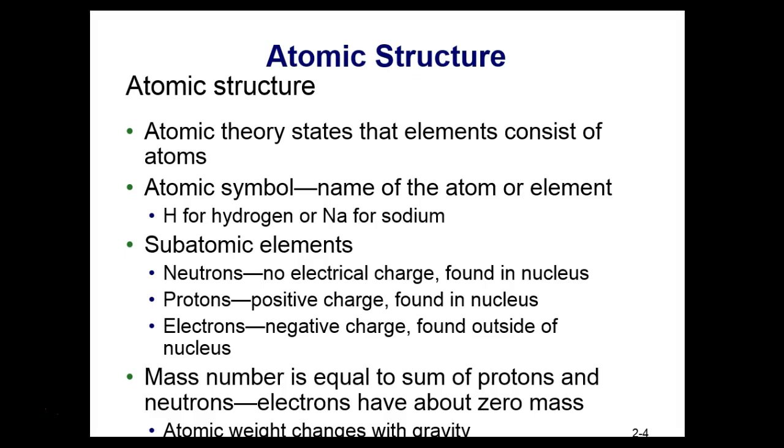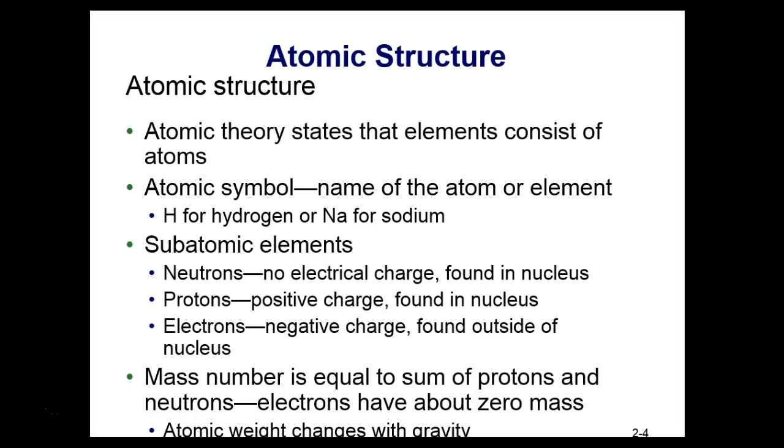What is an atom? An atom, according to atomic theory, has subunits or subatomic particles: protons, neutrons, and electrons. Electrons have a negative charge, and they're found outside of your nucleus. Protons have a positive charge, and neutrons have a neutral charge.